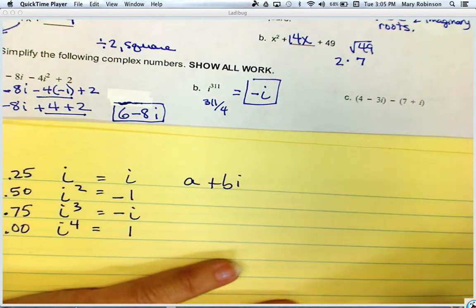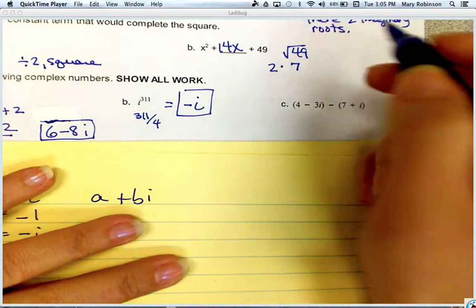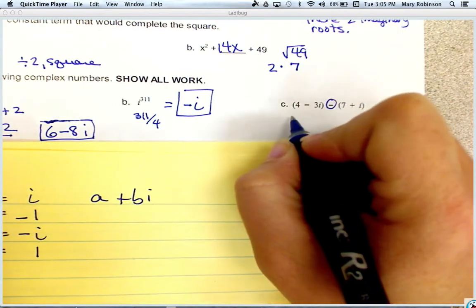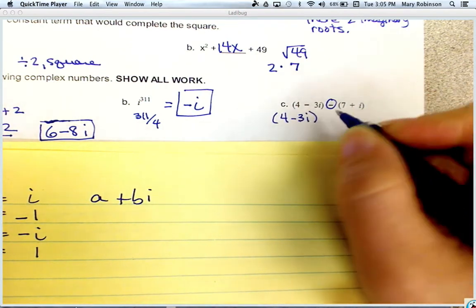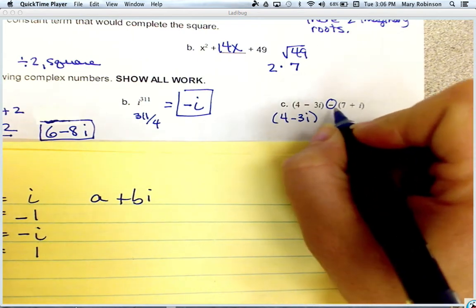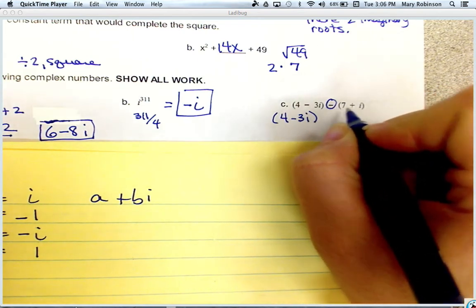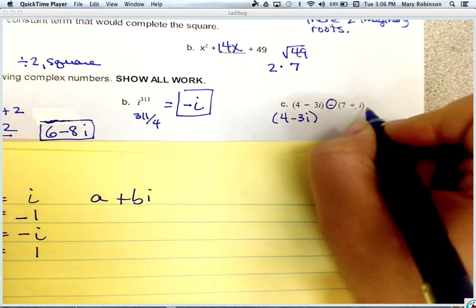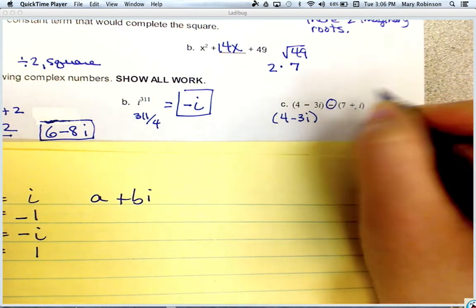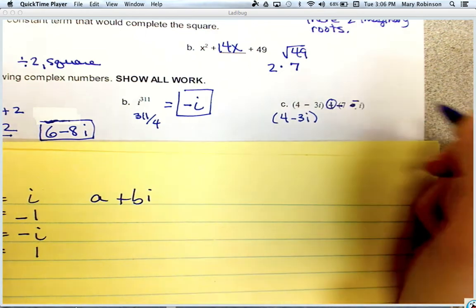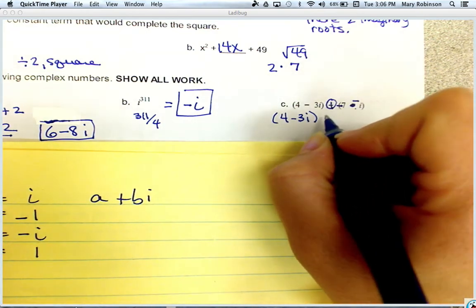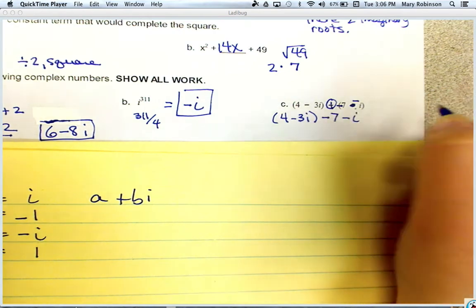Next, notice for C, your operation here is subtraction. Remember, just like when subtracting polynomials, you do not change the signs of the first quantity, this first polynomial, but subtracting means you're subtracting a positive 7 and a positive i, which means I told you to think of changing the sign to plus and changing the signs of the terms after, kind of like distributing a negative. So this makes it -7 minus i.